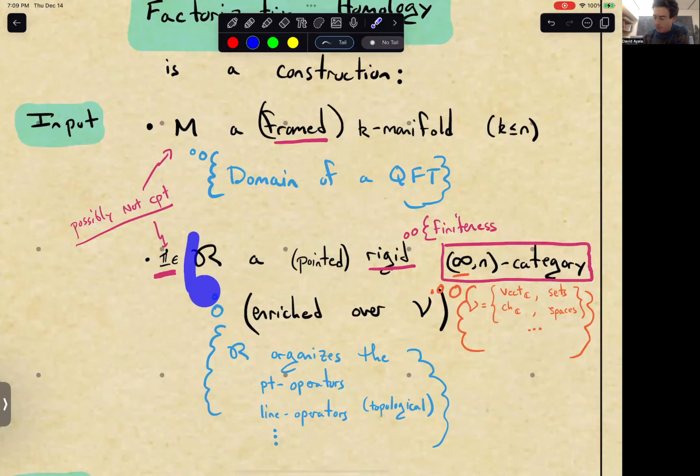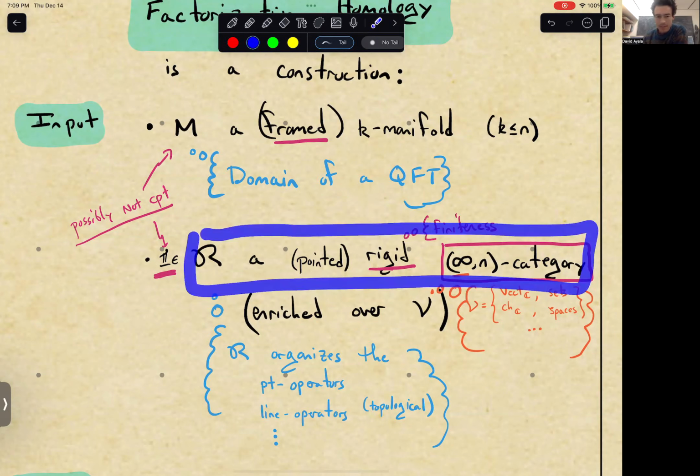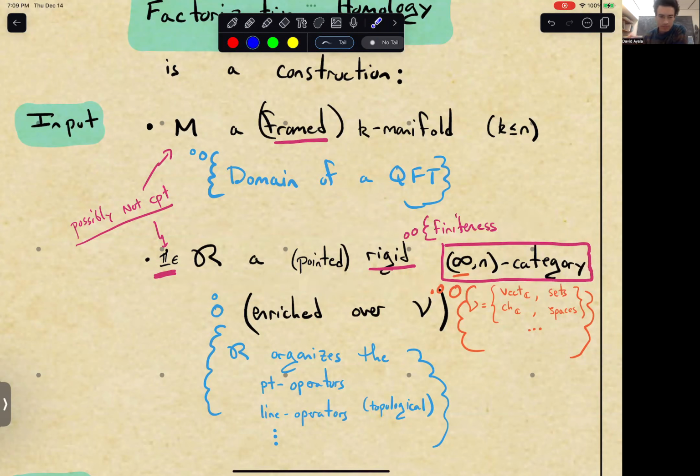So this mathematical structure is intended to capture, inspired by physics, all of the topological operators of all possible dimensions and codimensions, and furthermore, how they interact with each other. It's just remarkable that this pre-existing mathematical structure, an n category, has very much to do with these topological operators in a physical theory.